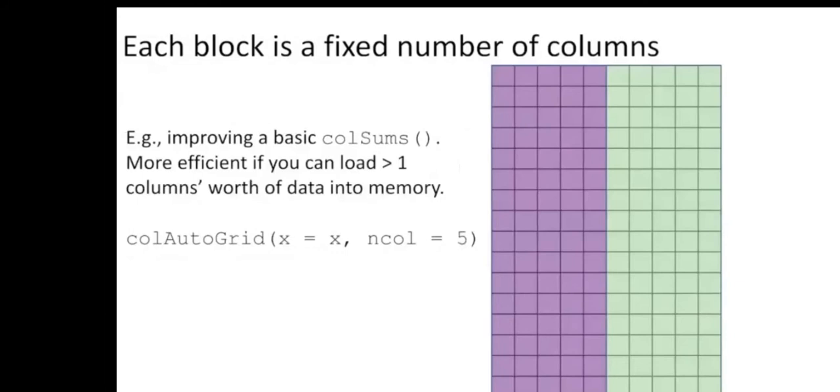More sophisticated block processing strategies might load multiple columns of data into memory. For example, if we were wanting to compute the colSums, it may be more efficient to load multiple columns of data into memory and compute on those all at once, rather than constantly reading data from disk.